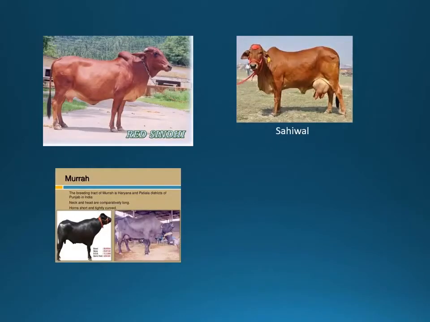The next one, I have given you the figures. This is Red Sindhi. This is Sahiwal. This is the udder, where the cow is milked, and it is quite big. So this is called the udder. For example, this cow's name is Sahiwal. Similarly, Murrah is also a breed. The breeding of Murrah is in Haryana and Patiala district. Patiala district is in Punjab. Right? This is about Murrah, Red Sindhi and Sahiwal.